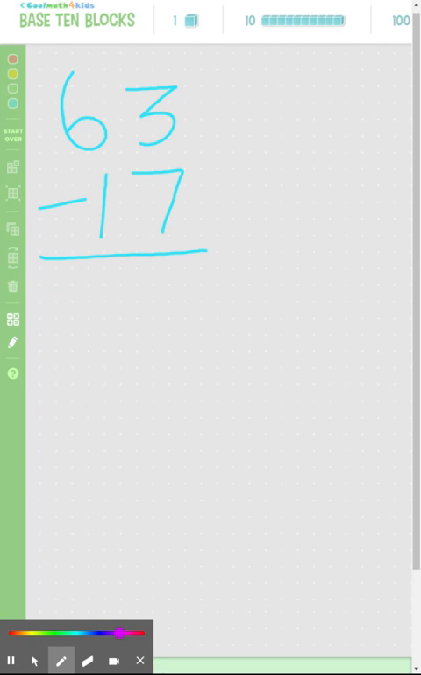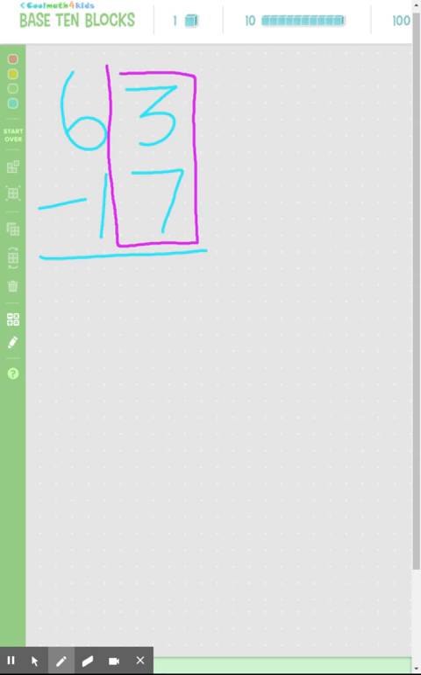So step 1 is we're going to circle the ones column so we remember where to start. And then we're going to make sure that we have the greater number on top. So 63 is much greater than 17. But we can't do 3 take away 7 because if you put up 3 fingers, we can't take away 7 because there's only 3.